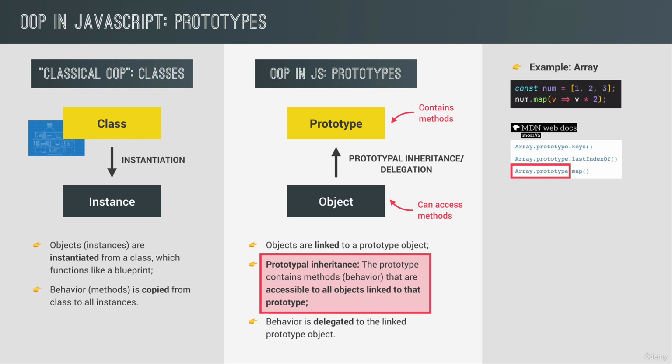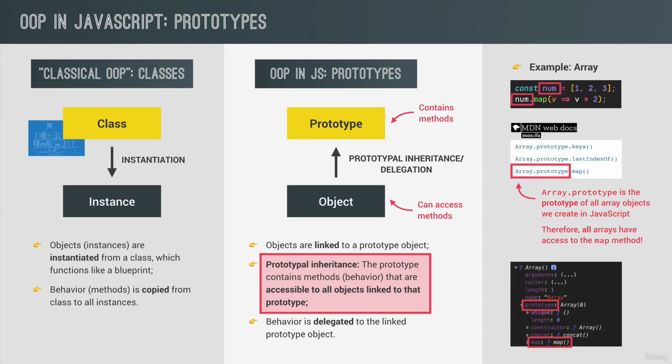Well, array.prototype is the prototype object of all the arrays that we create in JavaScript, just like this example array called num here. Now this prototype object contains all the array methods, including map. This is where they are actually defined. Since array.prototype is the prototype of the num array, it means that num is linked to that prototype, and therefore it has access to all the methods that are defined on the array.prototype object, just like the map method.